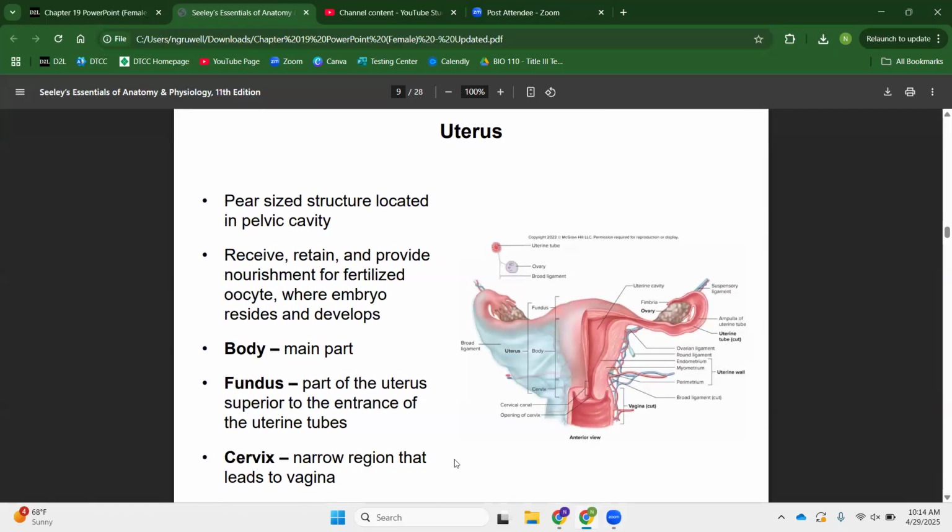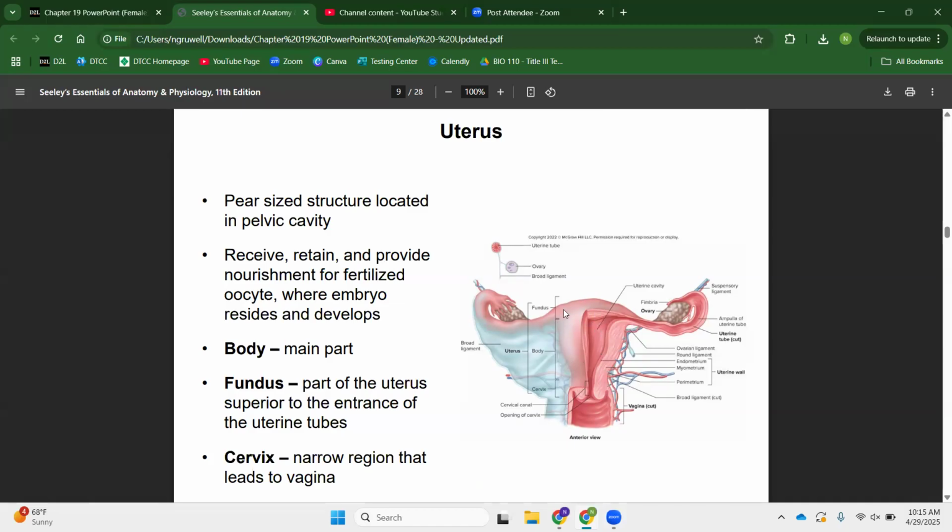Okay, the uterus itself is very important because this is where implantation itself is going to happen, and it's also going to provide a lot of nourishment for that fertilized zygote, and then eventually, of course, the embryo and fetus. So the body of our uterus is the main portion. So this midsection would be the body.